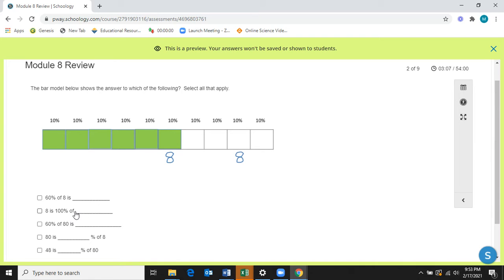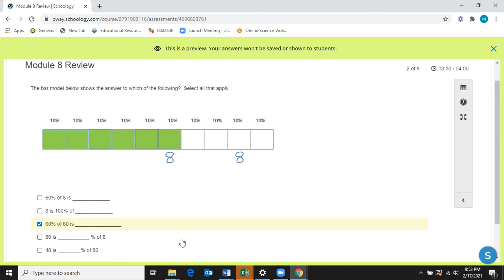Next, 8 is 100% of. Now, 8 would just be this box. Does that represent 100%? The answer is no. Third one, 60% of 80. Is the whole thing out of 80? If each one is 8, then the answer is yes. Is it modeling 60%? 1, 2, 3, 4, 5, 6? Yes. So that is a correct answer.